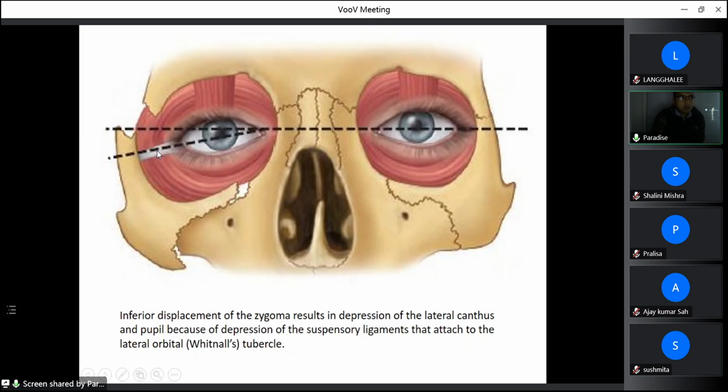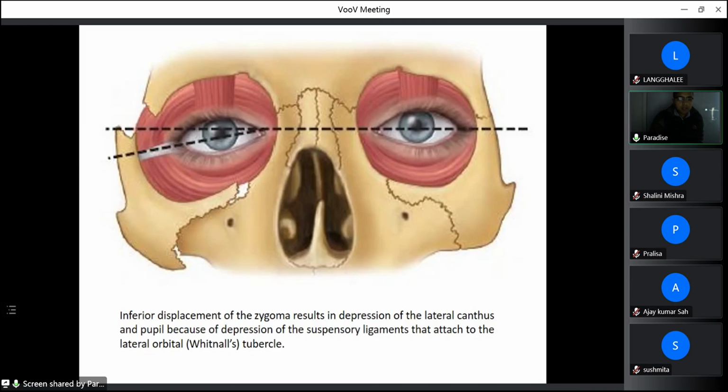So position of the eyeball will be changed, and it is known as hypoglobus. There will be inferior displacement of the globe of the eye. If both the eyes are not at the same level, if the level of the eye is changed, if it is displaced downward, then this condition is known as hypoglobus. So in case of ZMC fracture, there may be presence of hypoglobus. Hypoglobus means the level of the eyeball is displaced inferiorly.